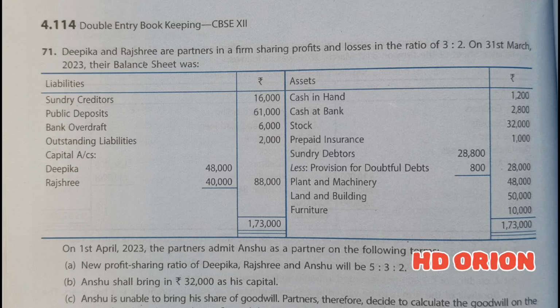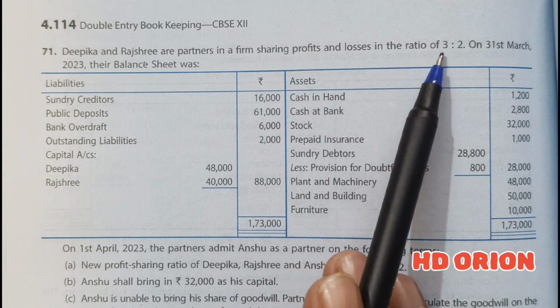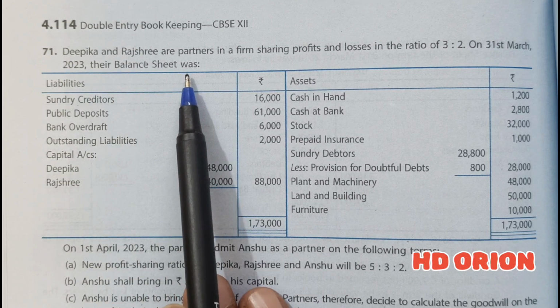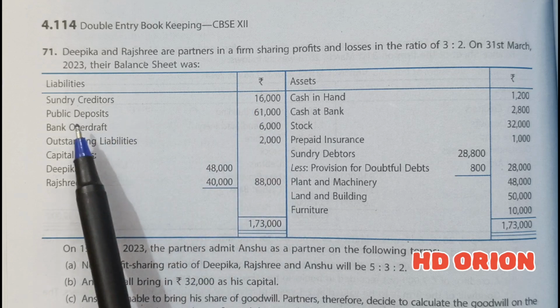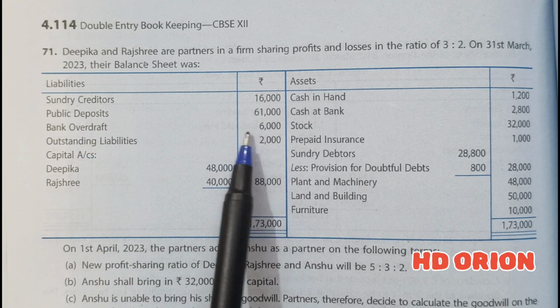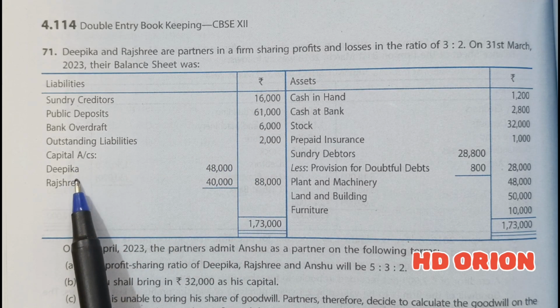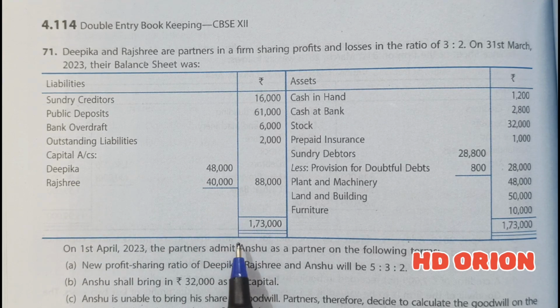So let us see question number 71. Deepika and Rajshri are partners in a firm sharing profits and losses in the ratio of 3:2. On 31st March 2023, their balance sheet was: to the liability side, we have got sundry creditors rupees 16,000, public deposit rupees 61,000, bank overdraft rupees 6,000, outstanding liabilities rupees 2,000, and capital of Deepika 48,000 rupees and Rajshri rupees 40,000. Grand total is 1,73,000.